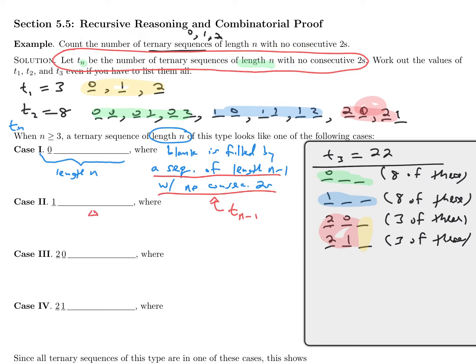That'll be the same reason, I'm not going to try to write the words again, that there will be t sub n minus 1 possible ways to fill in that blank, again because the first digit is 1, so the rest of it has to be length n minus 1. In case 3, this is a blank of length n minus 2, and so there will be t sub n minus 2 of these.